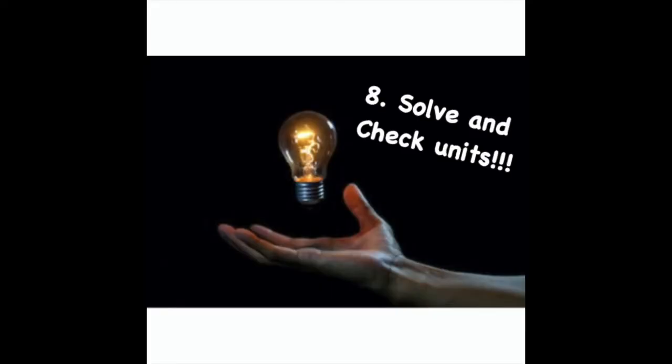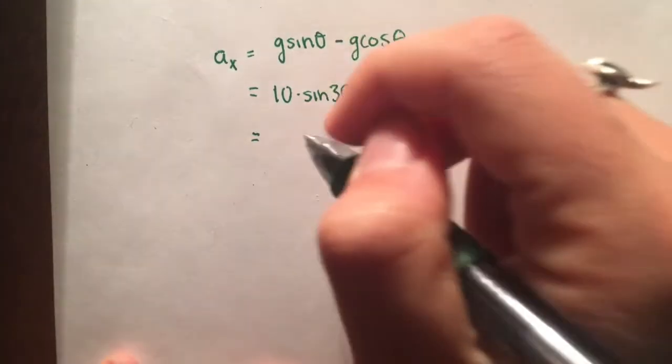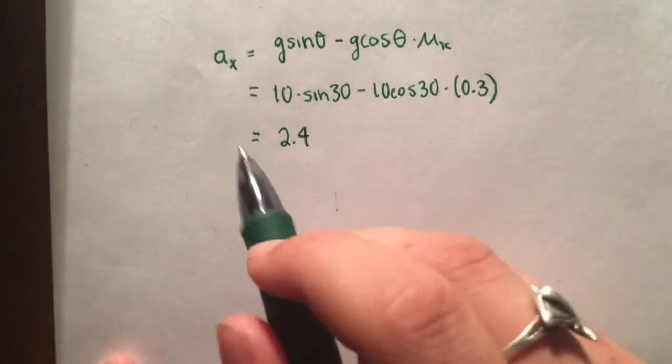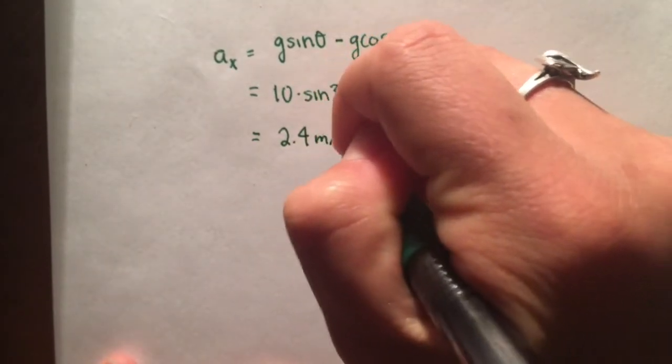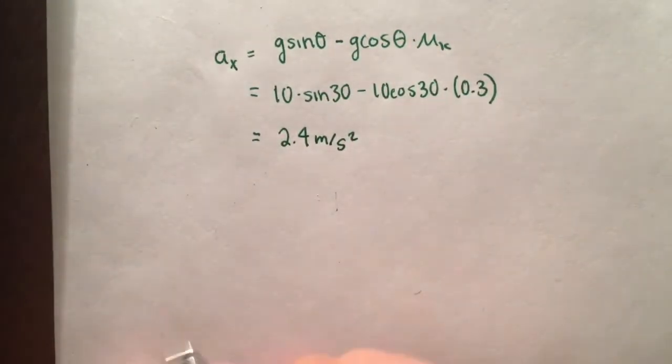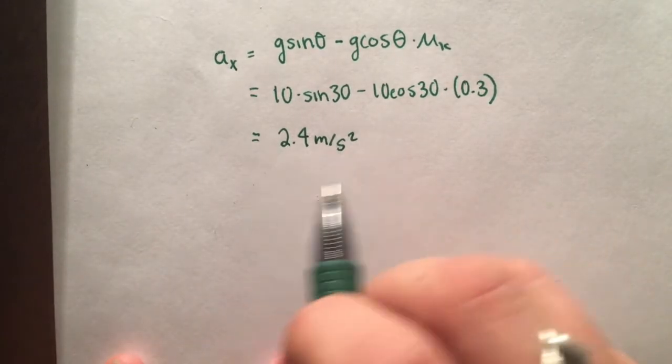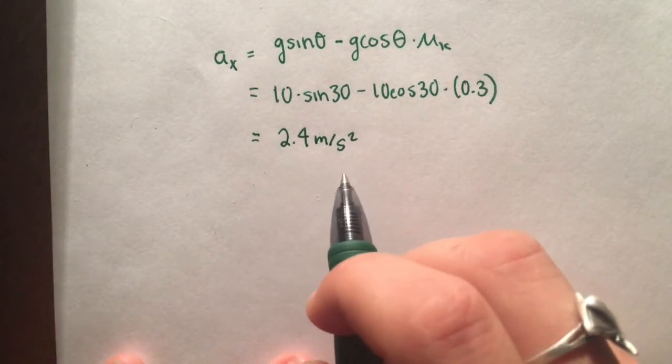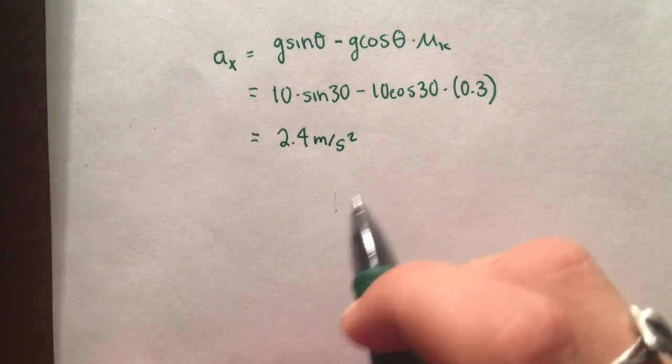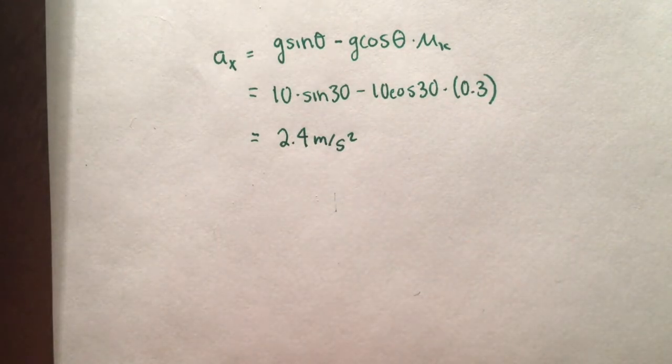Alright, and if I plug that into a calculator, I get 2.4, and the units are meters per second squared because this is an acceleration. And so notice, now that we've added friction in, the acceleration is much less than it was when we didn't have friction, because friction is opposing that motion, so the acceleration becomes less.